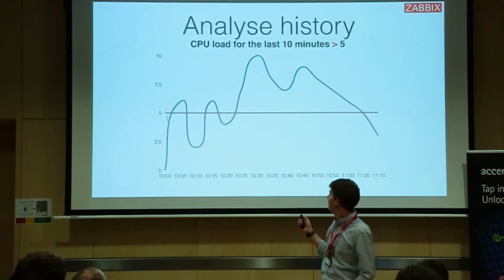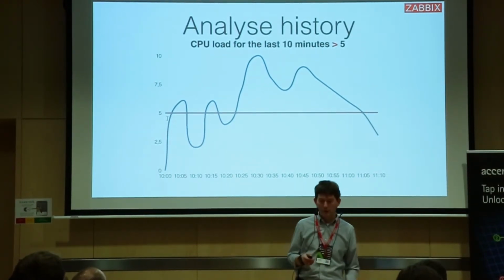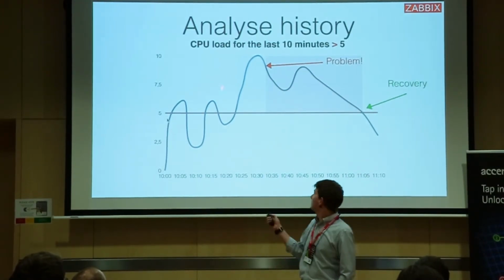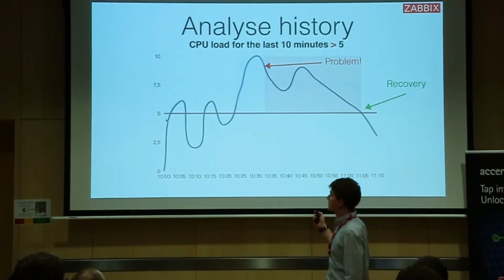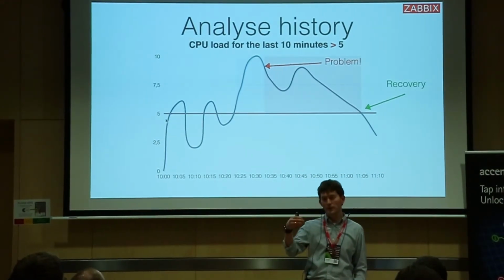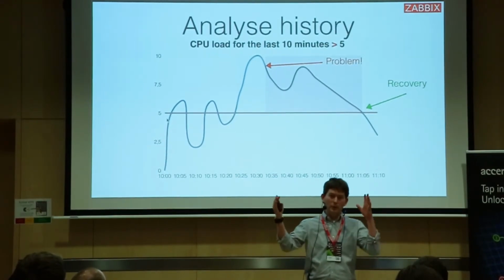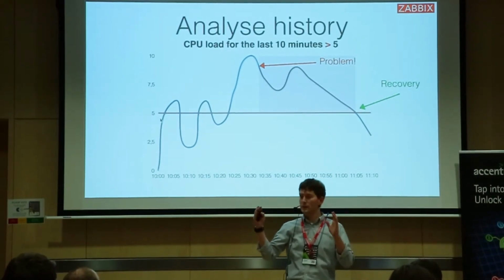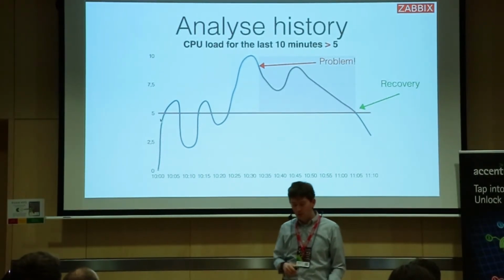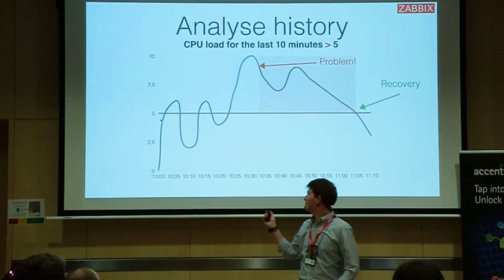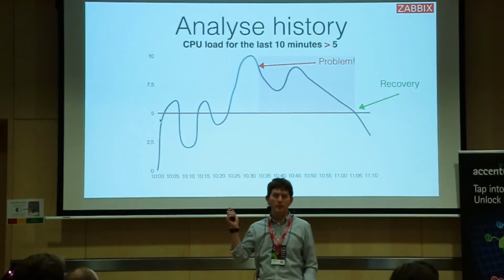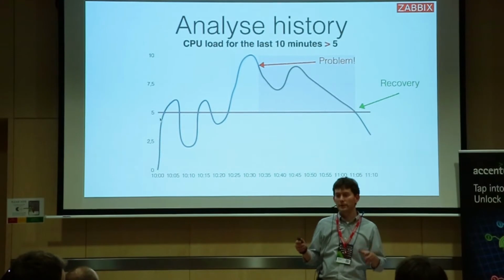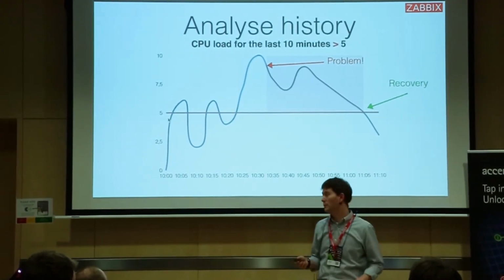Since we have a history, we may take advantage of the history analysis. So what we basically do is define a little bit different condition: if CPU load for the last 10 minutes is more than 5. So our decision is not based on a single value, but we take the range of values for the last 10 minutes. If CPU load was more than 5 for the last 10 minutes, we've got a problem. I use very simple, trivial examples, and in real life, of course, we may have much more sophisticated expressions.